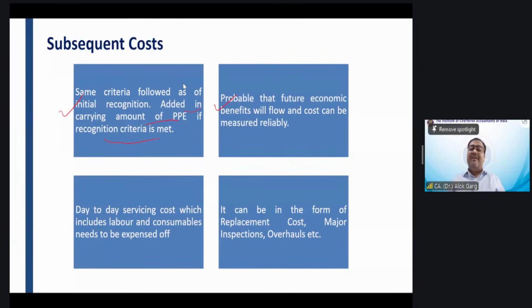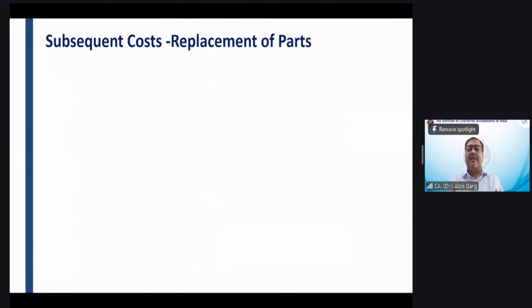So friends, what subsequent cost is going to be capitalized? Subsequent cost in the form of major replacement cost, major inspection, overhauls, etc. needs to be capitalized. So to cut a long story short, major cost of replacement, major expenditure incurred on repairs, and major inspection, right? Major replacement, inspection, overhauls, these need to be capitalized as a part of the cost of the asset. These subsequent costs need to be capitalized.